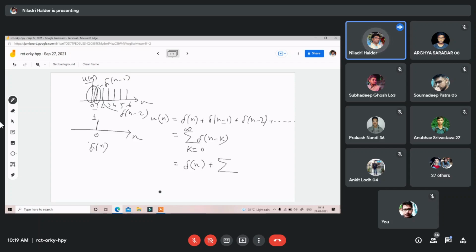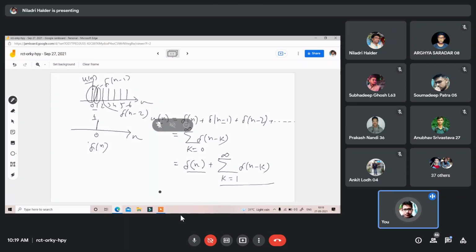So for k equal to 0, that is the value. So it will vary from k equal to 1 to infinite. Delta n minus k. What is the meaning of that? Summation k equal to 1 to infinite delta n minus k. What is the meaning of that? Can anyone tell me?